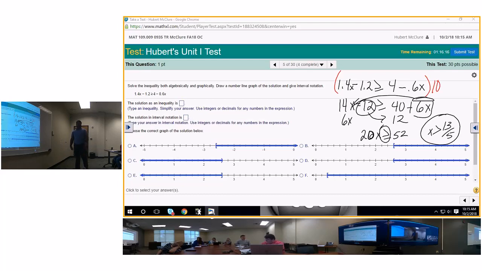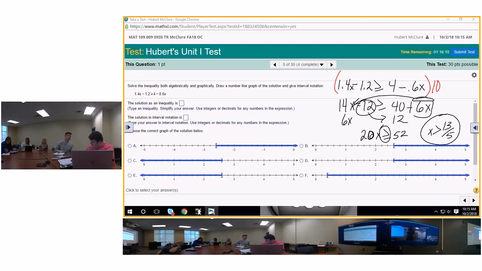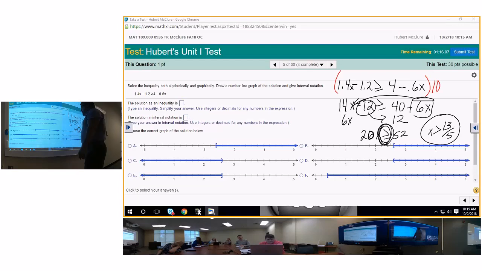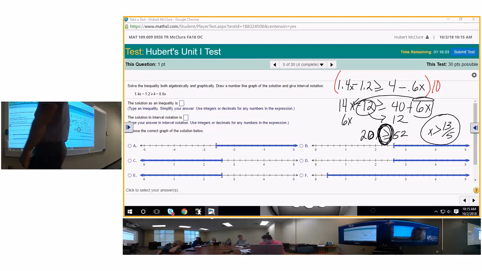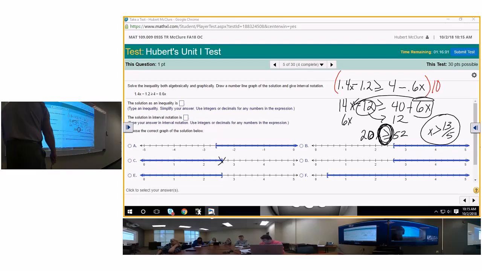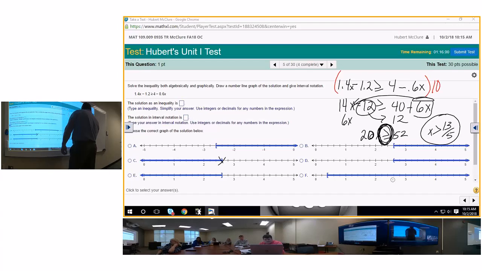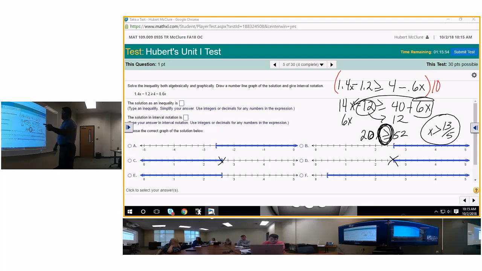Parentheses or brackets? Just circle this inequality right here. Brackets. So that one's not it. This one's not it. And this also says x is greater than, so that means anything to the left is wrong.